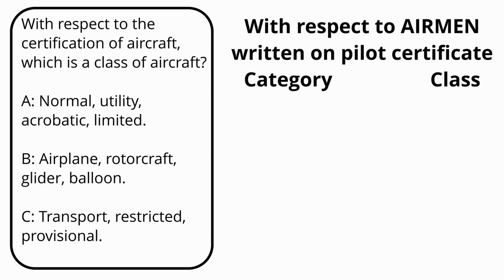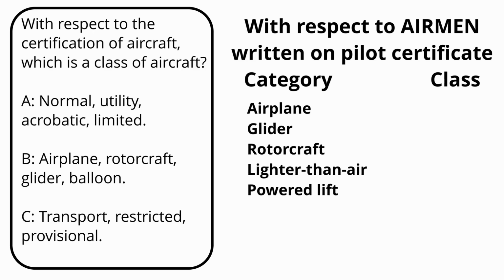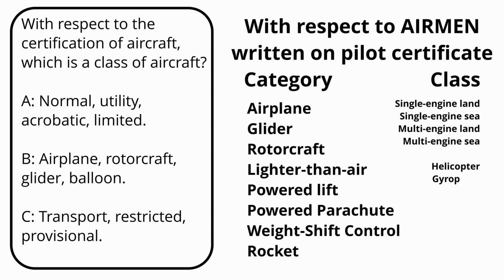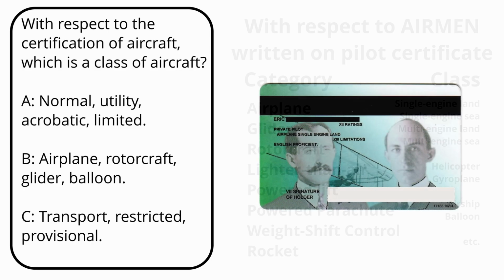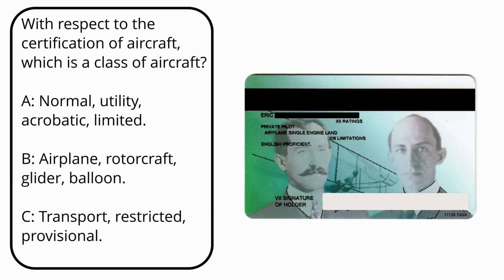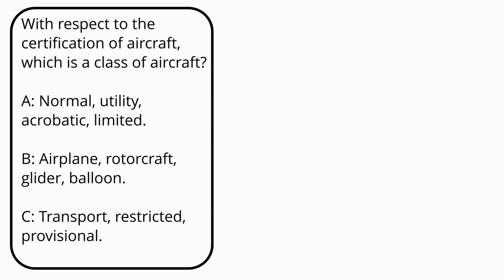Category for pilots is broad, and for most it's airplane. Other options include rotorcraft, glider, and others. Class for pilots is more specific. For the airplane category, it's single or multi-engine and land or sea. For rotorcraft, it's either helicopter or gyroplane. On the pilot certificate the FAA issues, the back will say something like airplane single-engine land, which is category and then class in order. Now on to aircraft certification, the subject of this question.